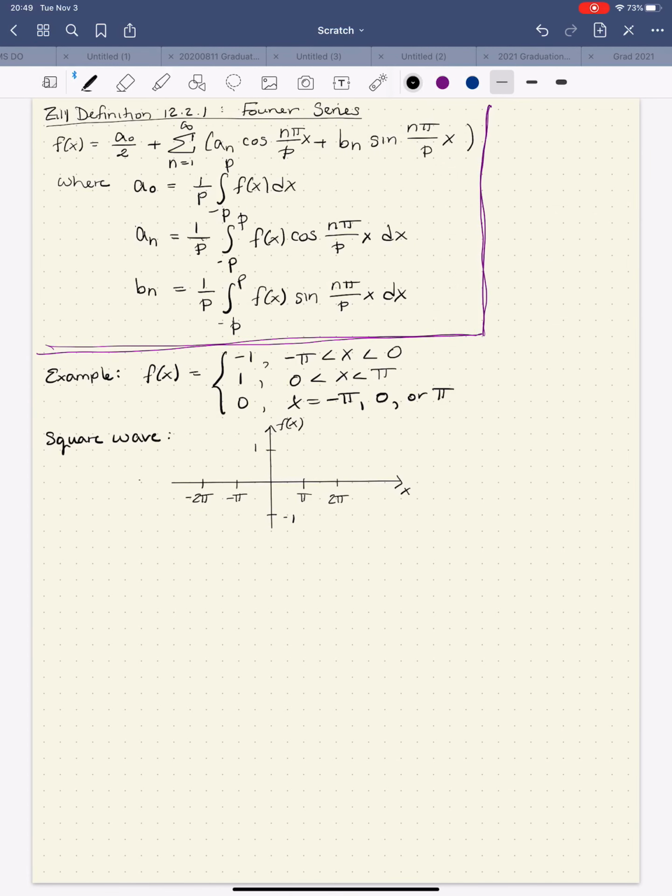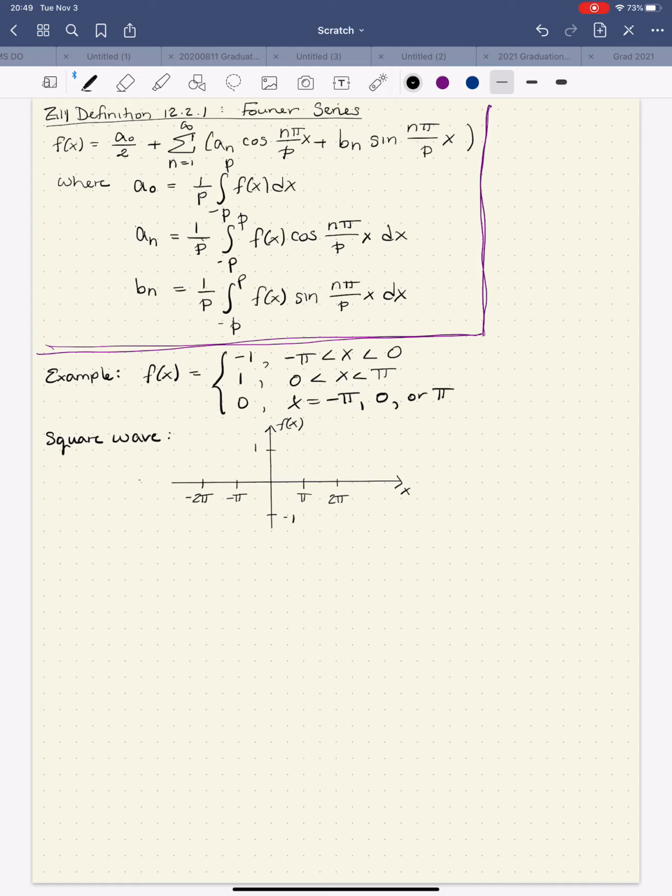Okay, hello and welcome to a worked example of Fourier series. What you see on the screen is the definition of Fourier series from your textbook, definition 12.2.1. I recommend that you write it on a piece of paper or a sticky note and stick it on every piece of paper you're working on because it's nice to have this as a reference. So what we're going to do is work through this example.